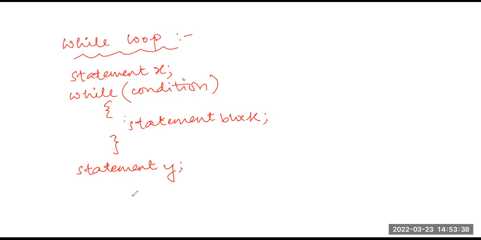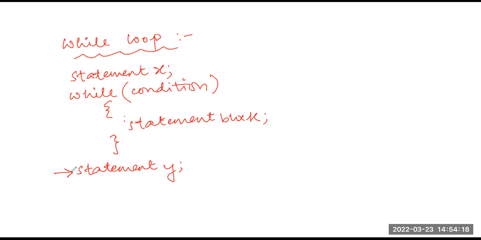So in while loop, the condition is tested before any of the statements in this statement block is executed. Before that, the condition of the while loop will be tested. If the condition is true, only then these statements in the statement block will be executed. And if this condition is false, the statements in the statement block won't be executed and the control will directly jump to statement Y without executing the statements in the statement block.